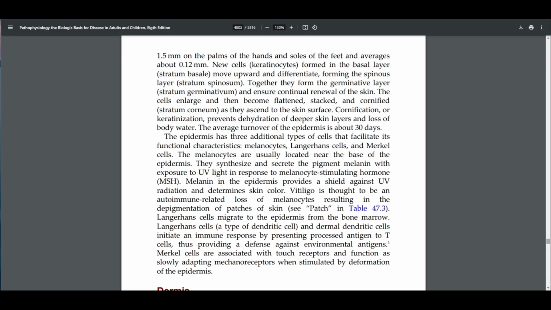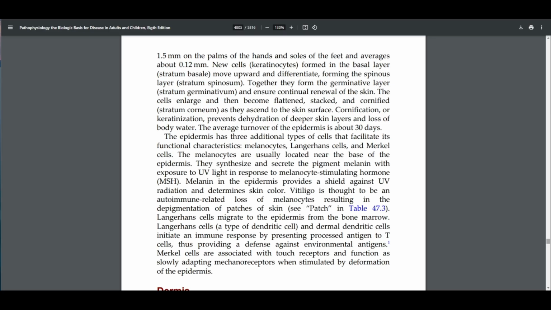The epidermis has three additional types of cells that facilitate its functional characteristics: melanocytes, Langerhans cells, and Merkel cells. The melanocytes are usually located near the base of the epidermis. They synthesize and secrete the pigment melanin with exposure to UV light in response to melanocyte-stimulating hormone. Melanin in the epidermis provides a shield against UV radiation and determines skin color. Vitiligo is thought to be an autoimmune-related loss of melanocytes, resulting in the depigmentation of patches of skin.